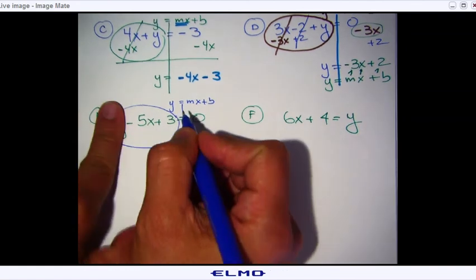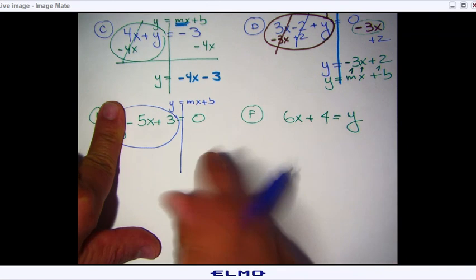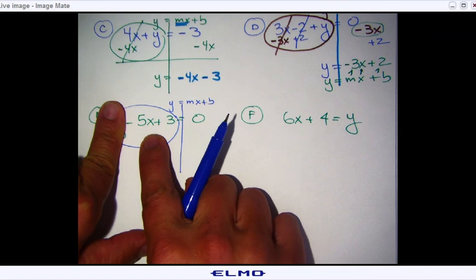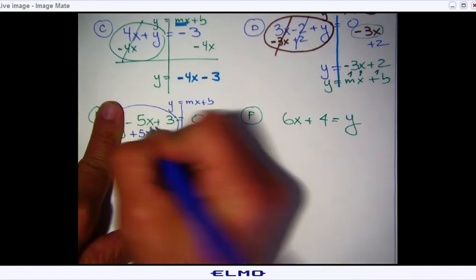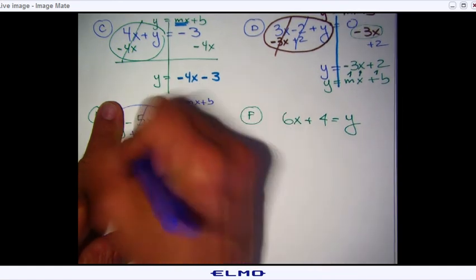I'm going to hide the y, right? The negative 5x is looking for, where's y? I can't find the y. I'm going to add a 5x, and what you do on one side, you do to the other. Bam. So that's a 0.